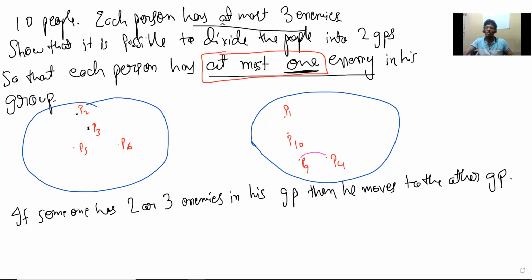Yes, that is certainly possible, that P2 has enemies with P3 and P5. And then, yes, in the sense that P2 moves to this group, then you find that the enemies are back, but that's fine. We just have one enemy.